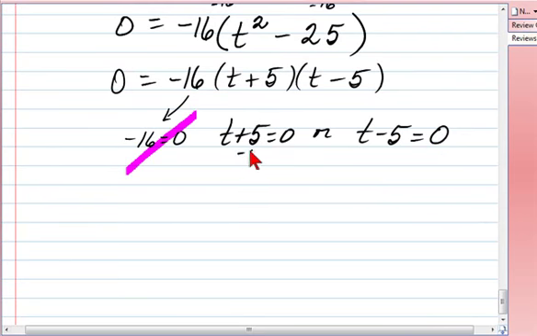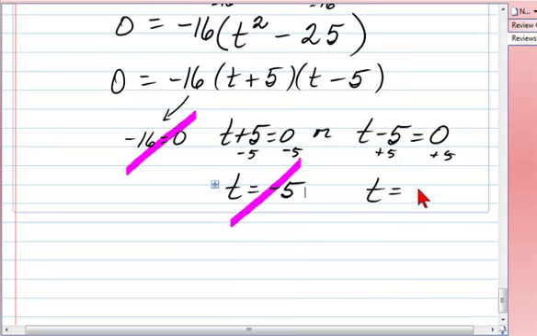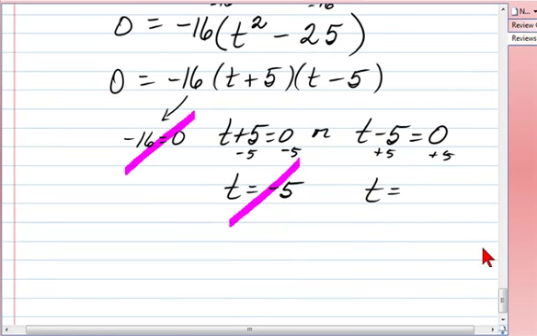For the first one, if I subtract 5 from both sides, I get t is negative 5. Can the bucket hit the ground 5 seconds before it was even dropped? No, negative time we're not going to deal with. The last one, if I add 5 to both sides, I get t is 5. And can the bucket drop and hit the ground after 5 seconds? Yes, that's a reasonable answer.